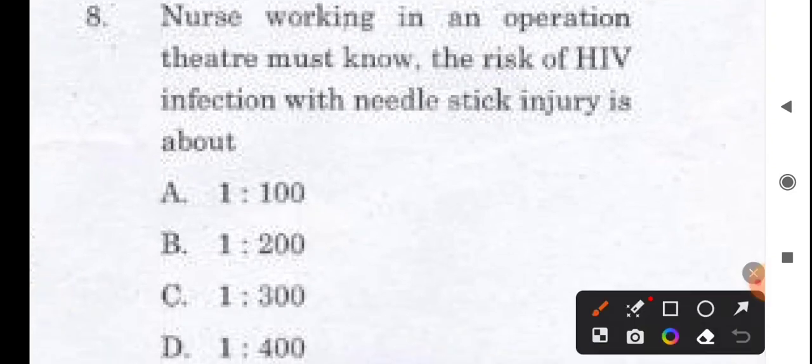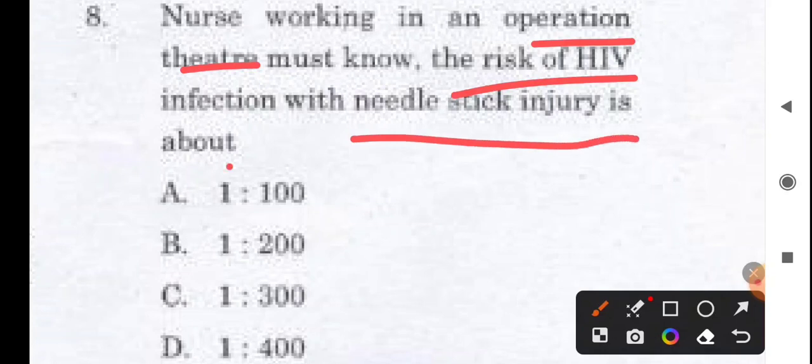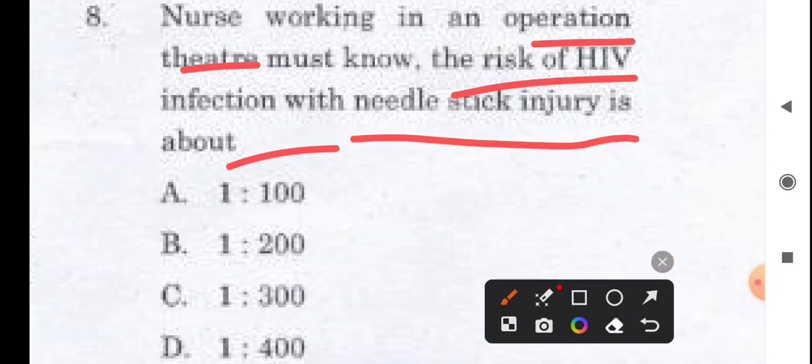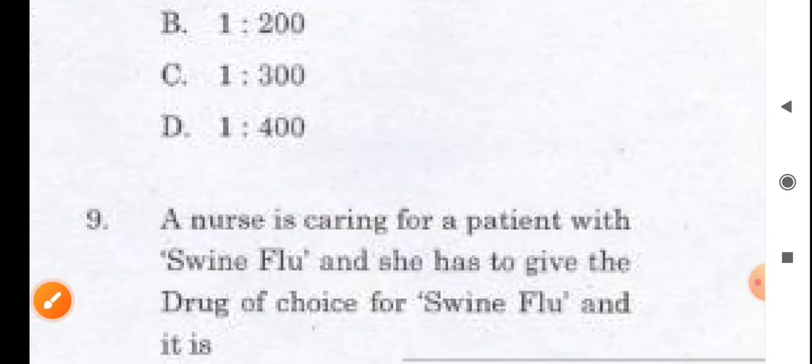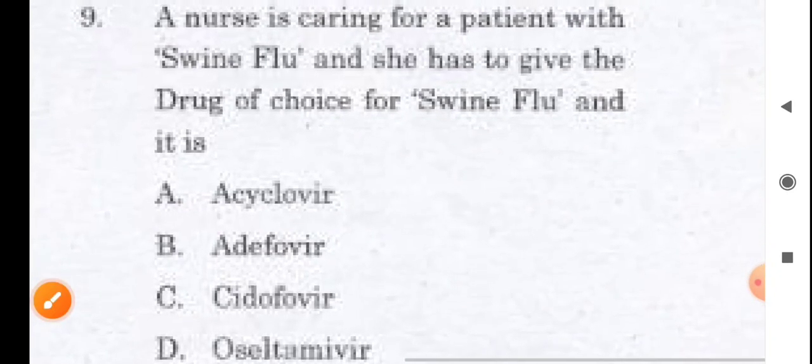Nurse working in an operation theatre (OT) must know the risk of HIV infection with needle stick injury, about. Options: 1:100, 1:200, 1:300, 1:400. Okay, so move on to the next question.